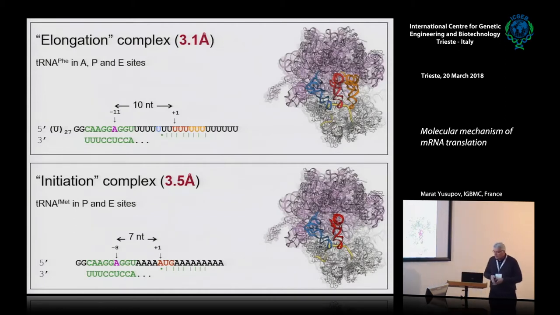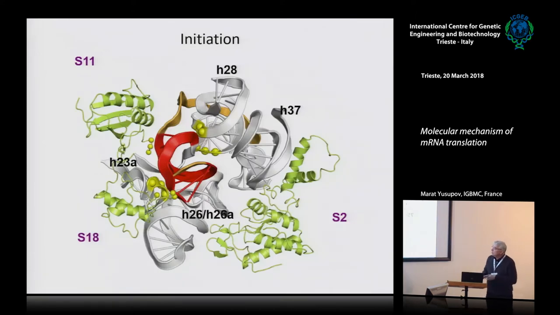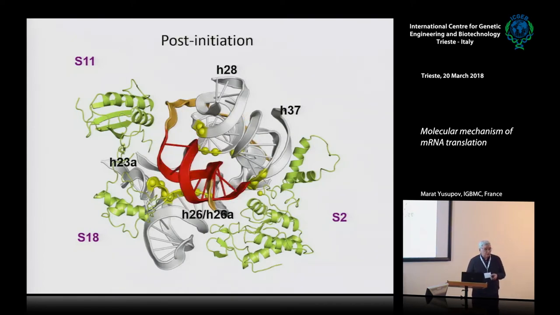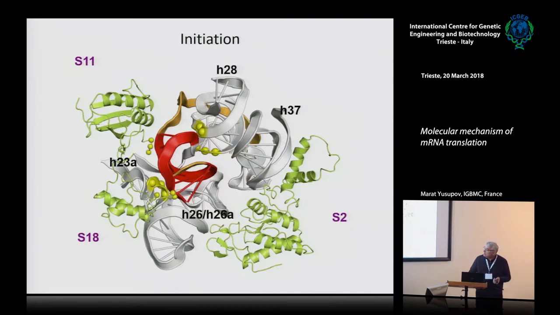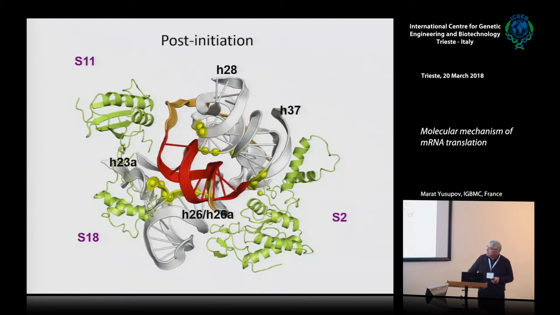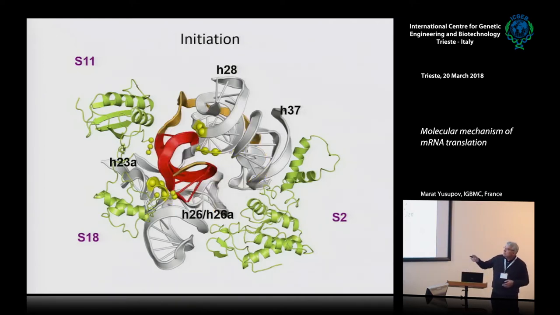The result was very interesting. We found the position of Shine-Dalgarno in the initiation complex here, and the position of Shine-Dalgarno in the relaxed complex here. So with these two positions, you can imagine that in the first experiment, we show that the Shine-Dalgarno position itself is here. And this is the post-initiation complex, after the beginning of translation. This is the position of Shine-Dalgarno before the beginning of translation.